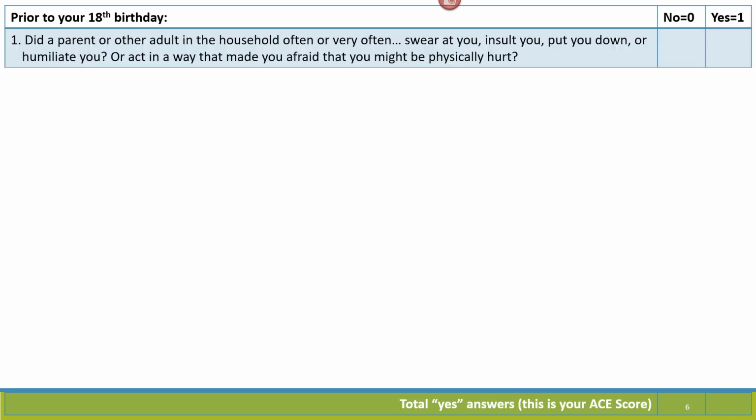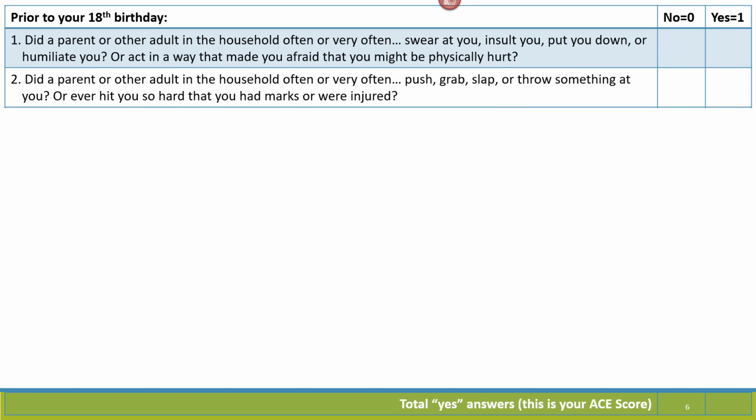Question 1. Did a parent or other adult in the household often or very often swear at you, insult you, put you down, or humiliate you, or act in a way that made you afraid that you might be physically hurt? Question 2. Did a parent or other adult in the household often or very often push, grab, slap, or throw something at you, or ever hit you so hard that you had marks or were injured?